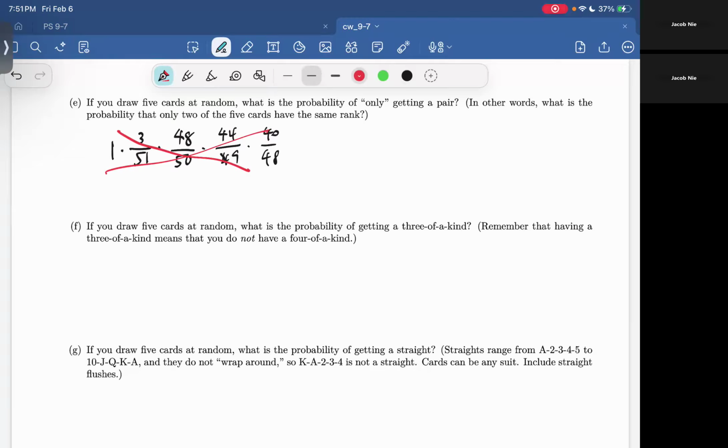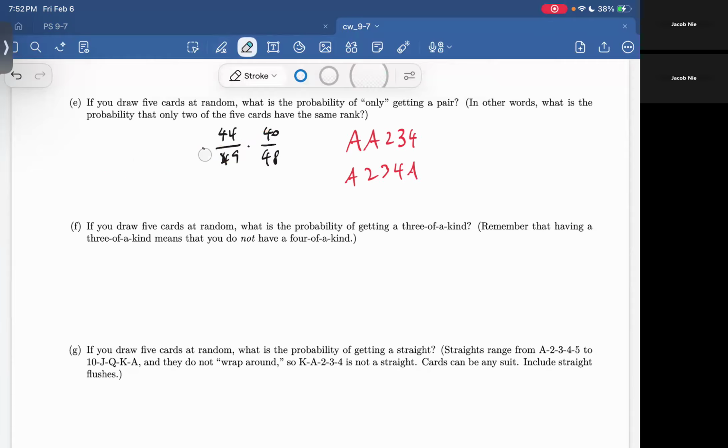The reason why this will give you the wrong probability is because you are requiring that the pair occur within the first 2 cards, when in reality, the pair could be anywhere within the 5 cards. For example, I could not only have ace, ace, 2, 3, 4, but I could also have ace, 2, 3, 4, ace, right? That's also a pair. And I'm not accounting for that within this current way of doing things. So this will not work.